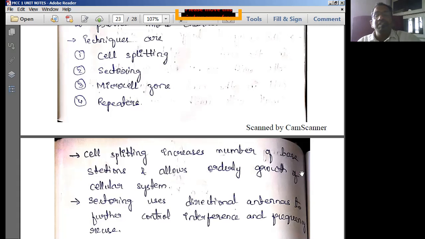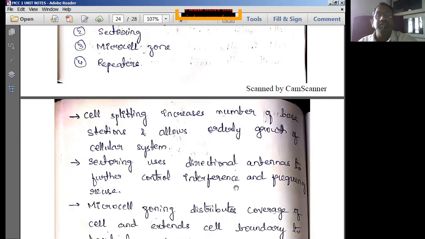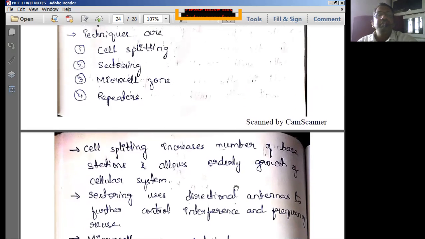Okay. Now what is cell splitting? Cell splitting increases the number of base stations and allows orderly growth of the cellular system. So cell splitting means what? In order to provide service to more users, the only option is to have more cells. Now, the area you cannot decrease. Therefore, we split the given cell into n number of cells, just like an umbrella cell.